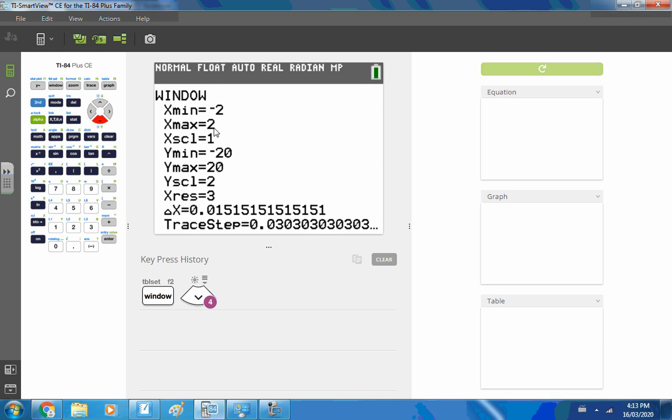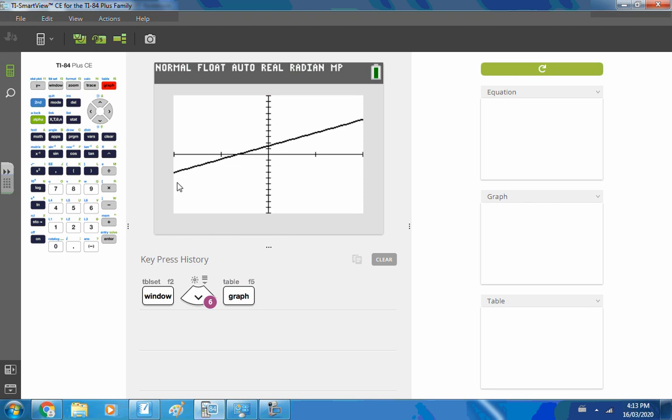The endpoints were from -2 to 2. And then I just expanded my y value so I could see the whole graph. Okay, so with that window setting, I hit graph, and this is what h of x looks like.